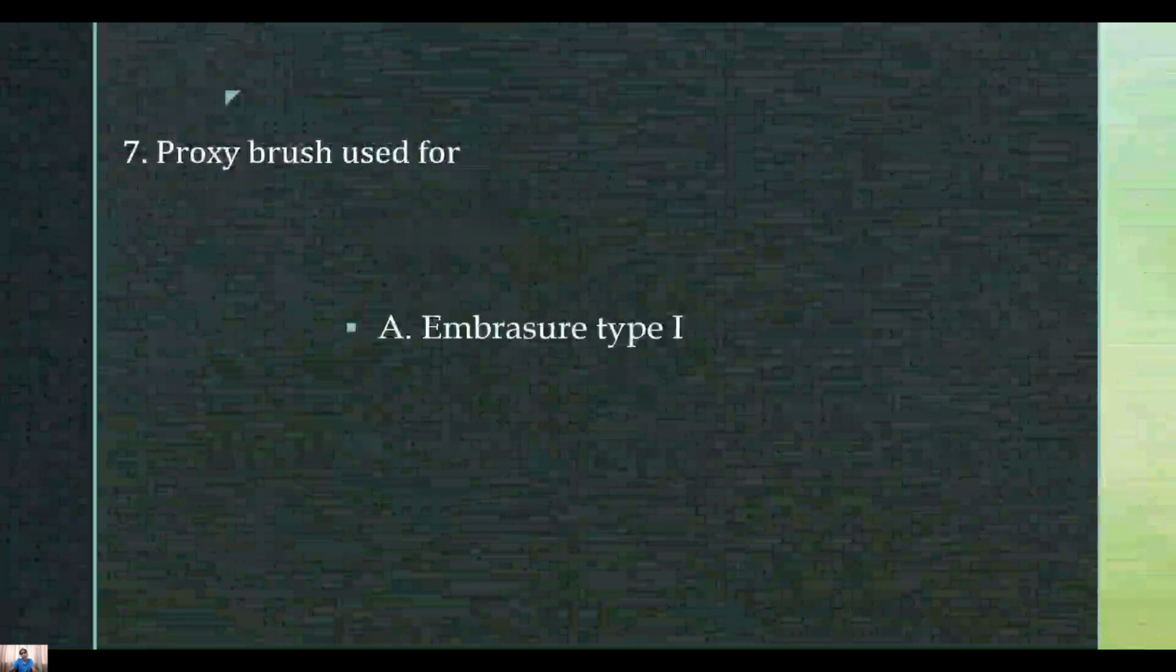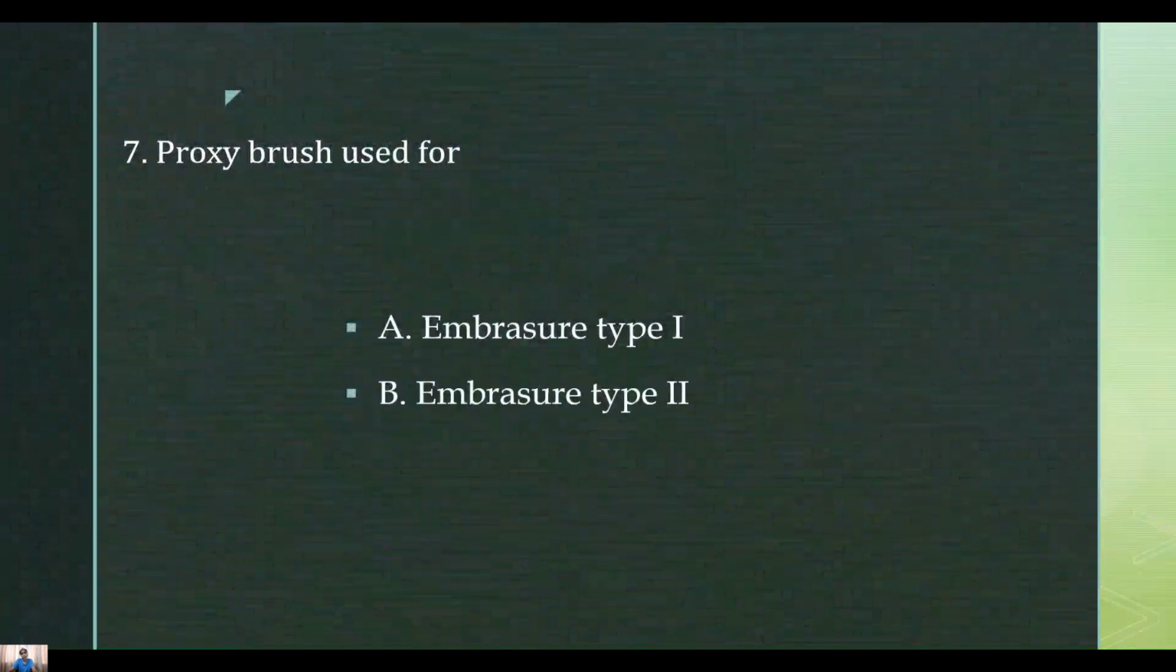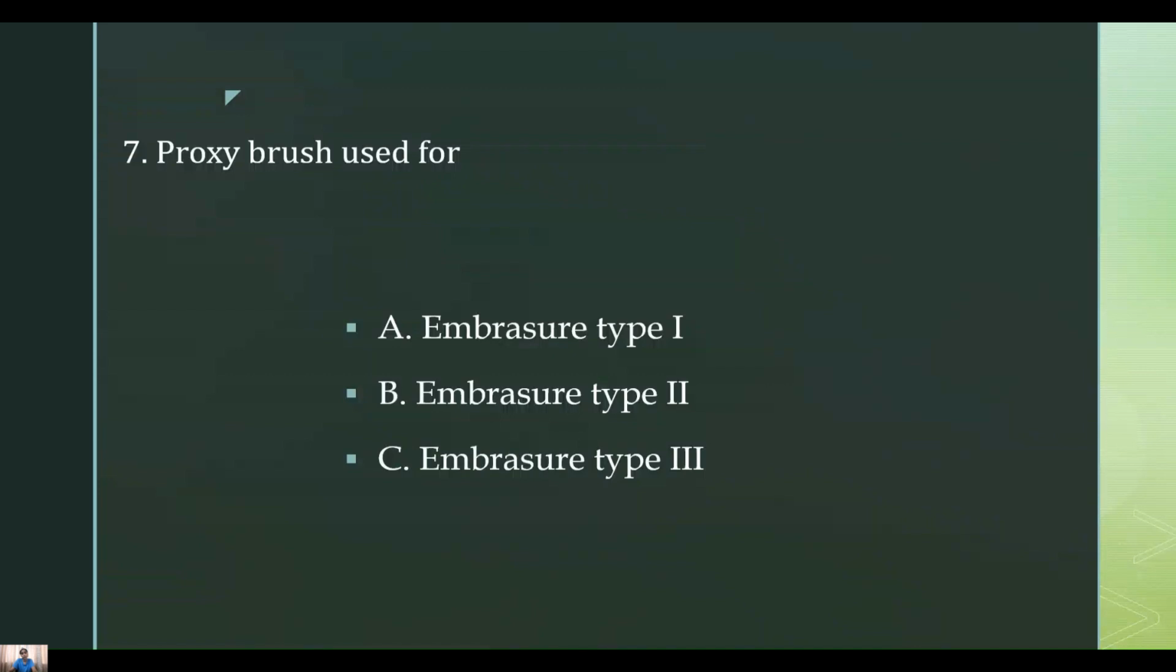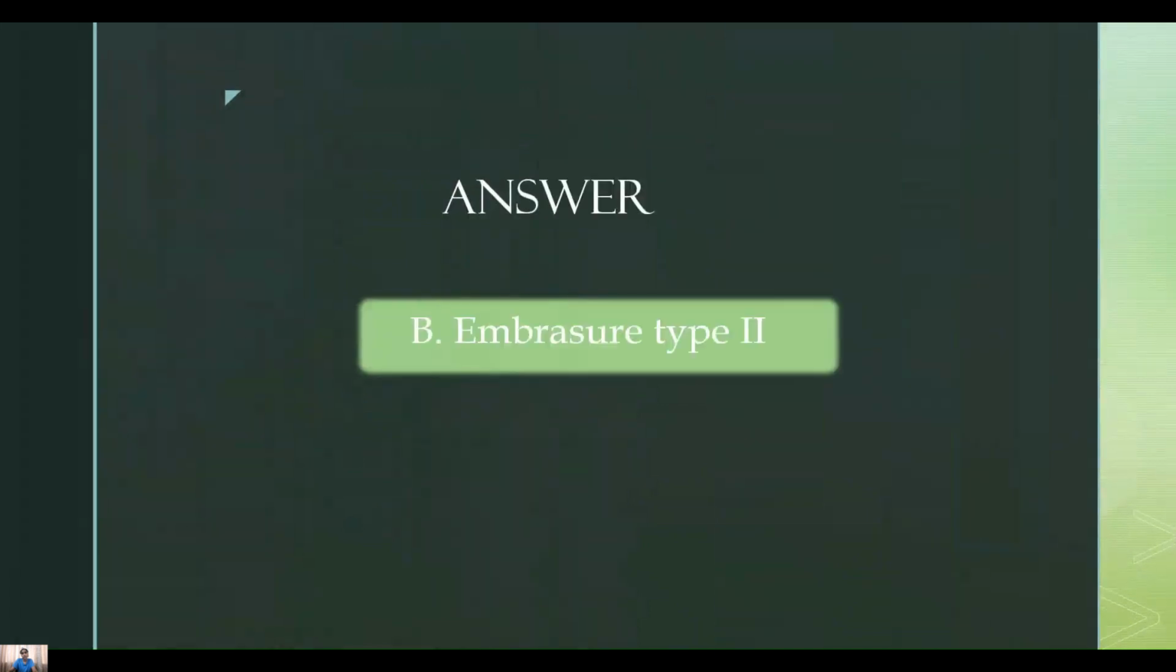So let's move on to our next question. A proxy brush is used for which embouchure type? A. Embouchure type 1, B. Type 2, C. Type 3, and D. Embouchure type 4. The correct answer is B.